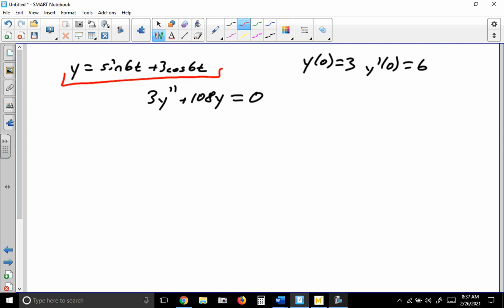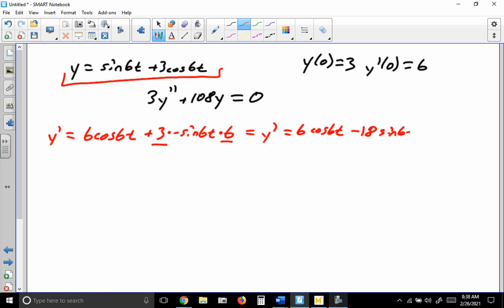So how do we see if something is a solution of a given differential equation? Well, we take the various derivatives of it, we plug into our equation and see if it makes it a true statement. The derivative of sine 6t would be cosine 6t times the derivative of 6t. For the next term, 3 is a coefficient. The derivative of cosine is minus sine times the derivative of the inside. So our first derivative is 6 cosine 6t minus, let's see, 6 times 3, so 18 sine of 6t.